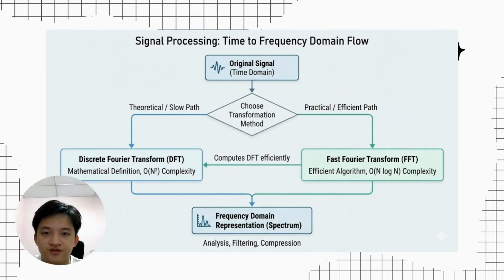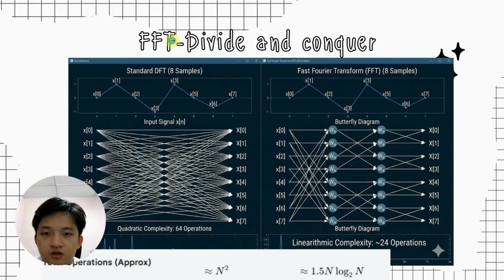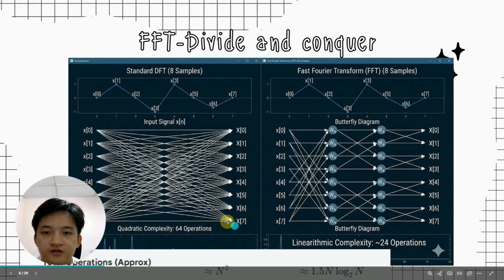We have two ways to convert the time domain signal into the frequency domain signal. One is DFT, another one is FFT. So here we are showing the comparison between the DFT and the FFT. You can see for the DFT we need 64 operations for n equal to 8. But for the FFT we only need 24 operations to complete the conversion.